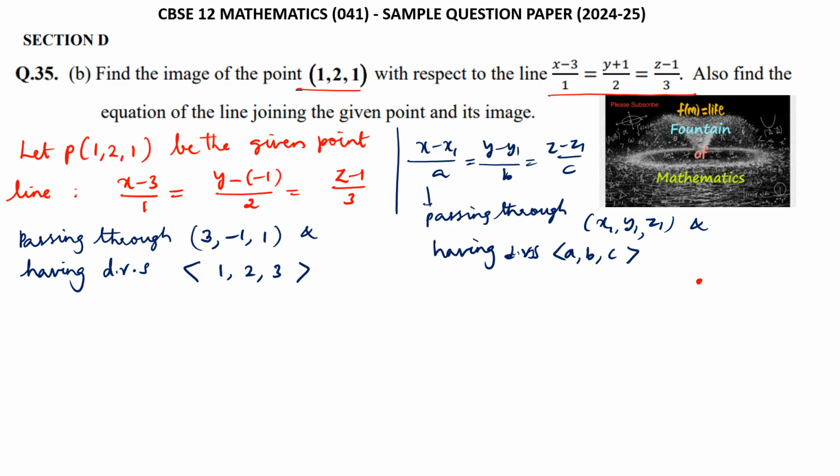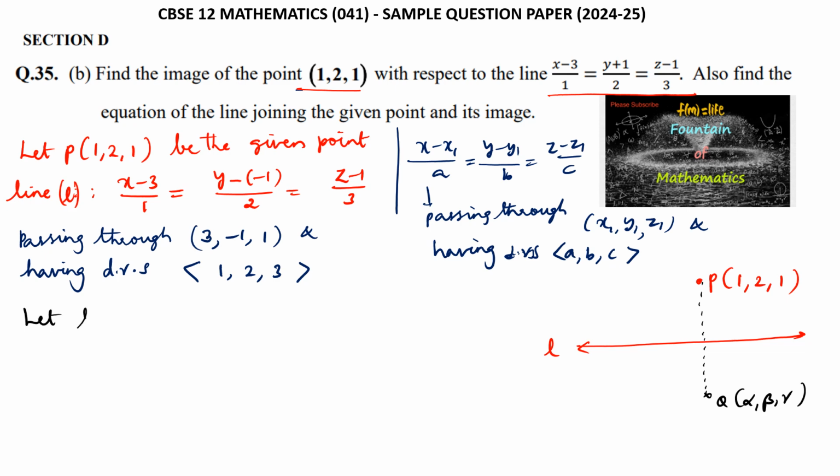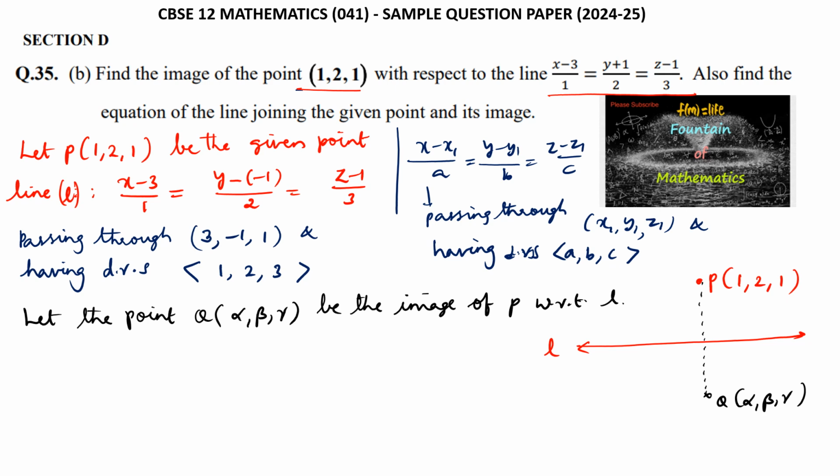Let's see this point P, 1 comma 2 comma 1, and here is a line equation, and we need to find the image of this point P with respect to this line. Let's say Q is alpha, beta and gamma. Let the point Q alpha comma beta comma gamma be the image of point P with respect to the given line L, and let M be the midpoint of P and Q which lies on L.